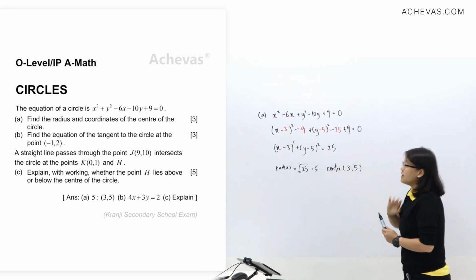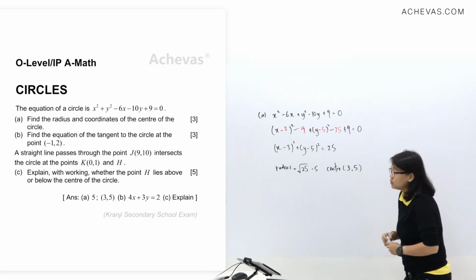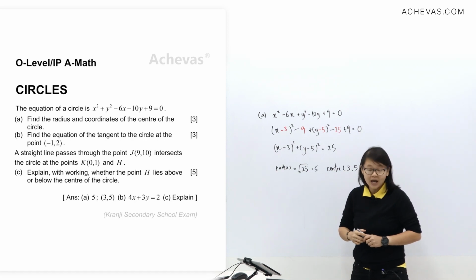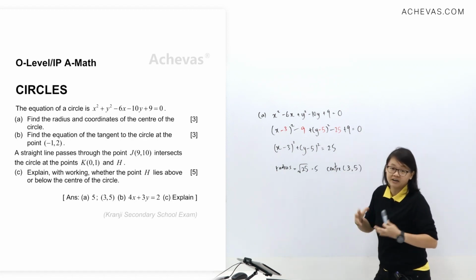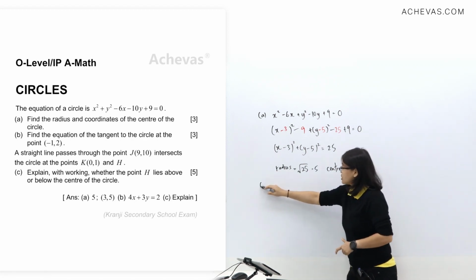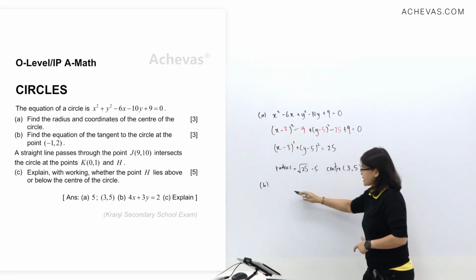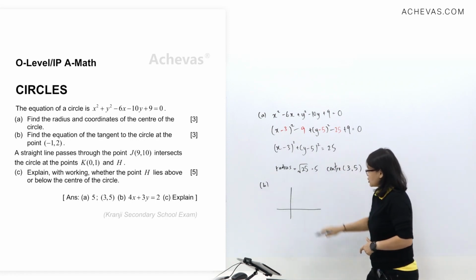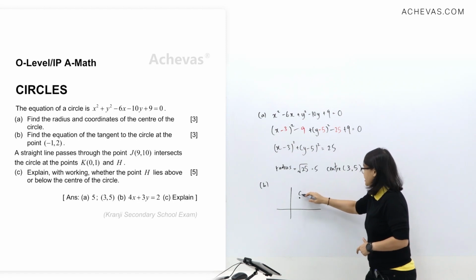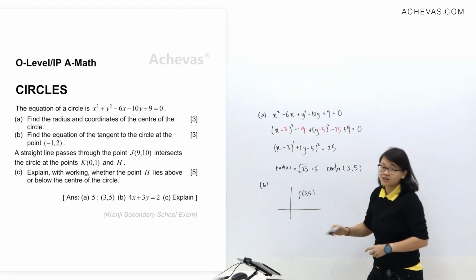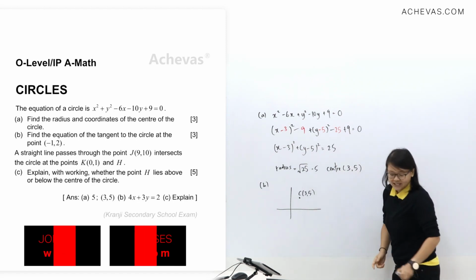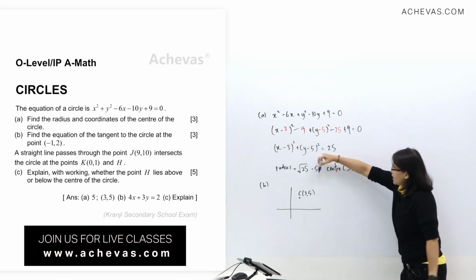Let's take a look at part B. Find the equation of the tangent to the circle at negative 1, 2. Now I know some students can't see without a picture. You can roughly just put the circle, center of circle in. So let's plot this dot here as C, 3, 5. And I'm going to tell you something over here. Be sensitive of this one here.